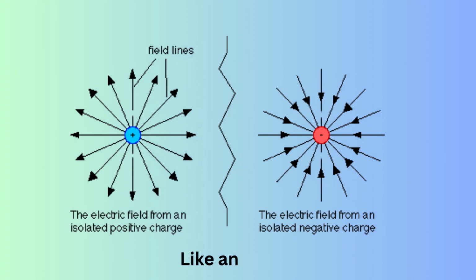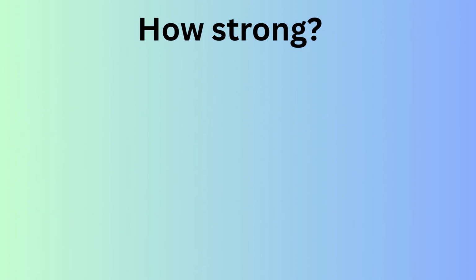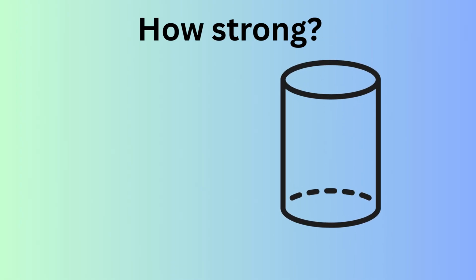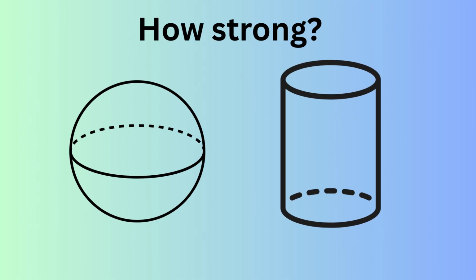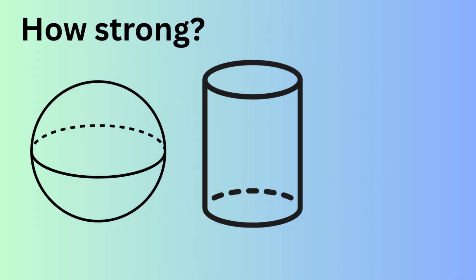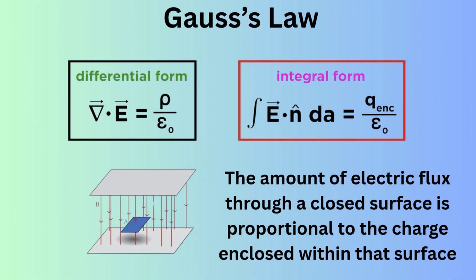Exactly. And I think it makes sense to go to Gauss's law now, because it's like, all right, now we have this electric field. How strong is it? And this is particularly useful when you have symmetrical situations, like a sphere or a cylinder. It really simplifies those calculations. So Gauss's law is helping us figure out how strong the field is in this particular area. You got it.